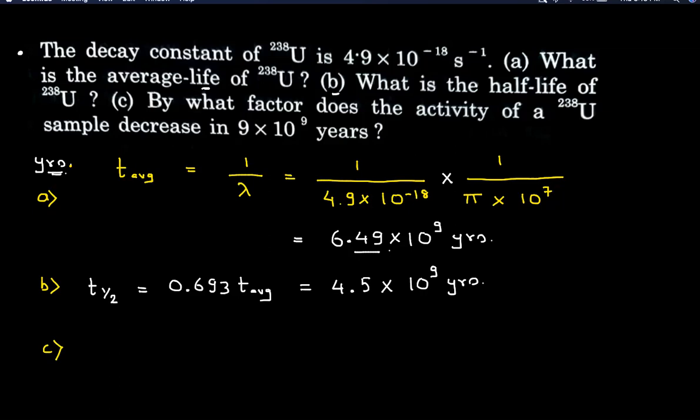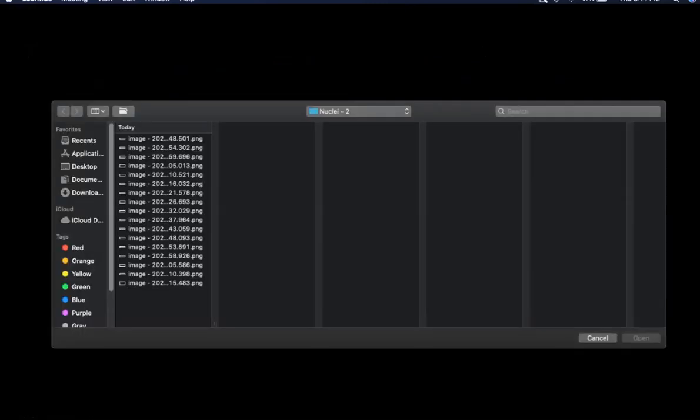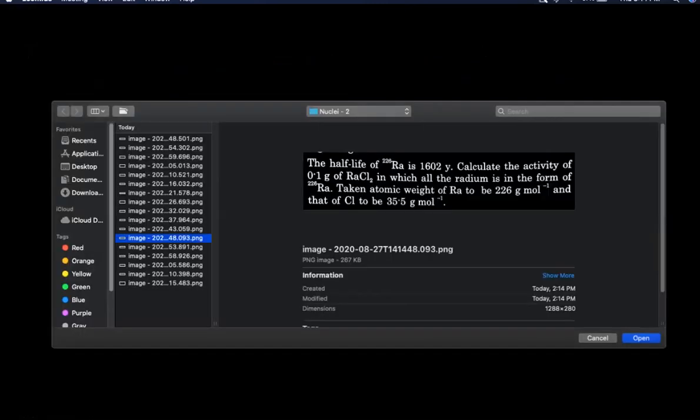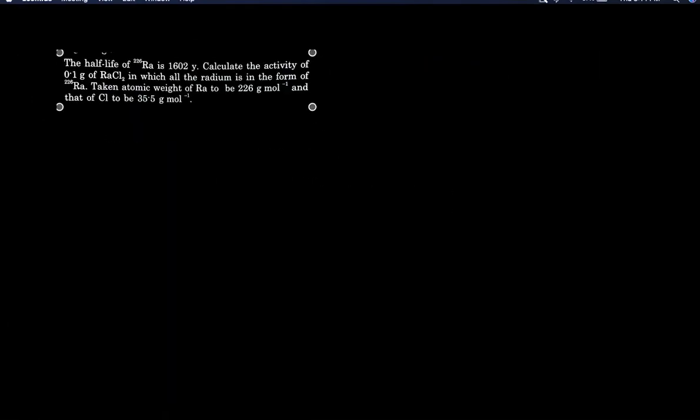How many half-lives is 9 into 10 to the 9 years? How many half-lives? Two half-lives. In one half-life, it becomes half. In two half-lives, it will be 1 by 4. The number is 1 by 4. Activity will also be 1 by 4. Activity is proportional to number. Activity is lambda times N. Do this.